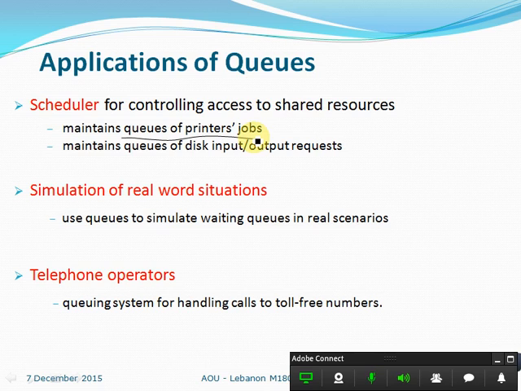Another application is simulation of real world situations, such as telephone operators. In toll-free numbers, I think you have experienced this, whenever you call a toll-free number, sometimes they keep you on hold so that they can finish the first call. That means they keep you in a queue. Your call is standing in a queue. The first calls will be finished, then your call will be taken.